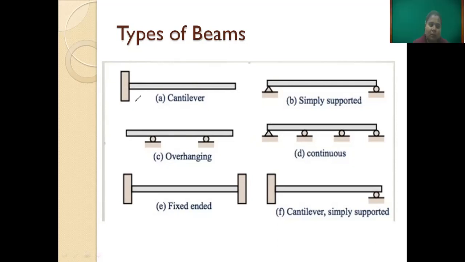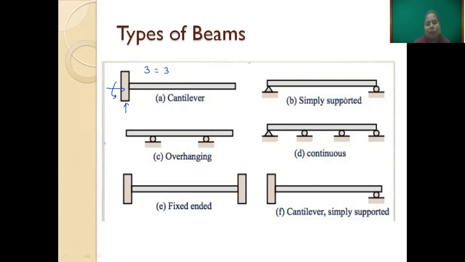How many reactions do you have? Three reactions equal three equations. So for this cantilever, one vertical, one horizontal, and one moment are present. So the number of reactions, 3, is equal to the number of equations, 3. So this beam is a statically determinate beam.